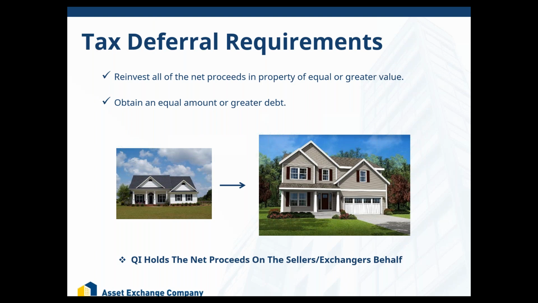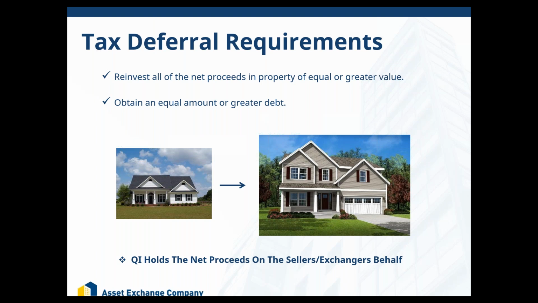That's rule number one. Now, rule number two is if you have debt that you're paying off, like a mortgage that you're paying off on the property that's being sold, all right? Whatever that payoff amount is, you actually are required to obtain an equal amount or greater debt in the purchase of any replacement property or properties, okay? Now, that rule can actually have an exception. If you have cash that you're willing to use towards buying your replacement property, you can offset that rule.